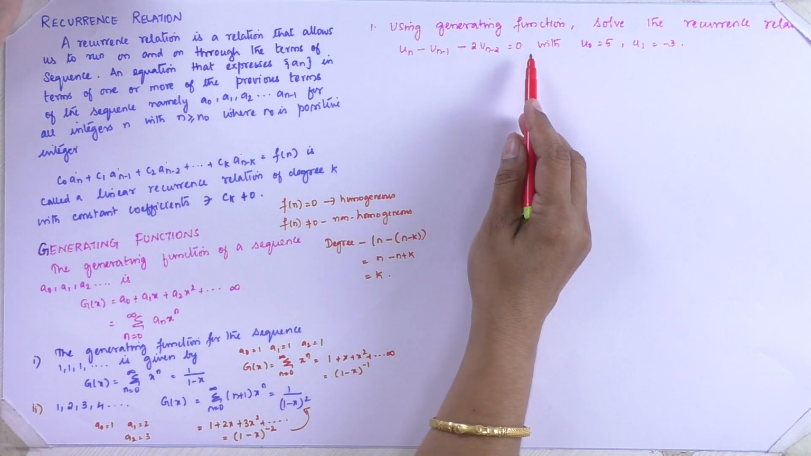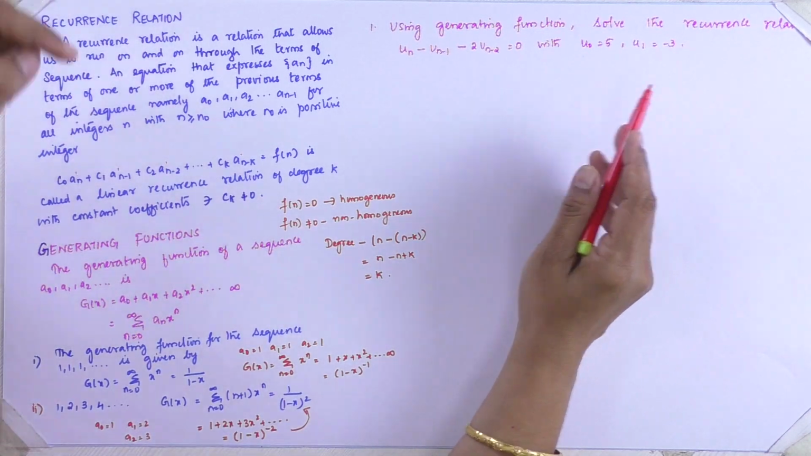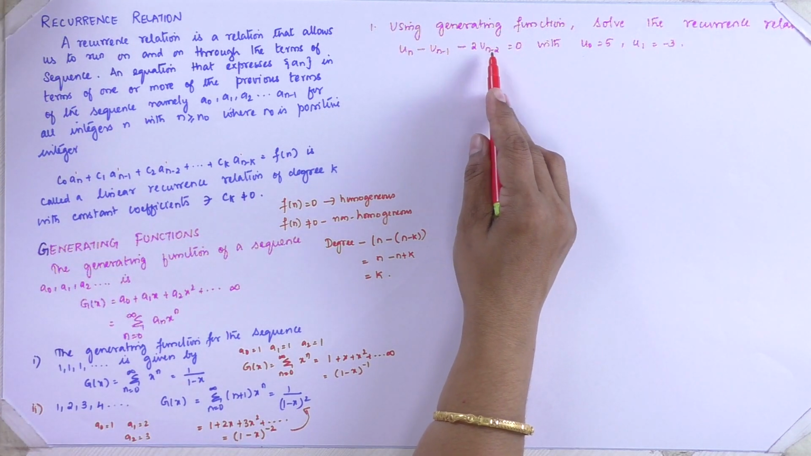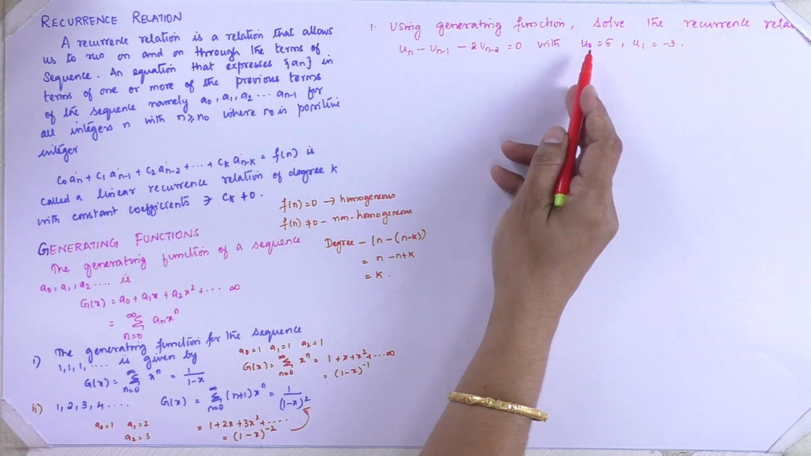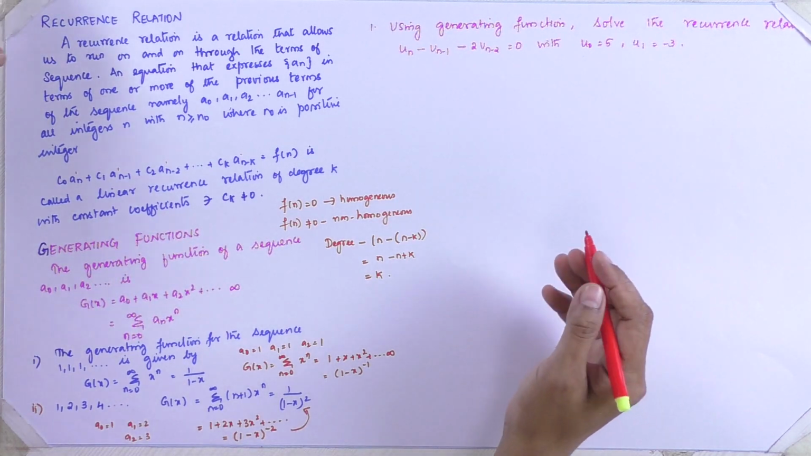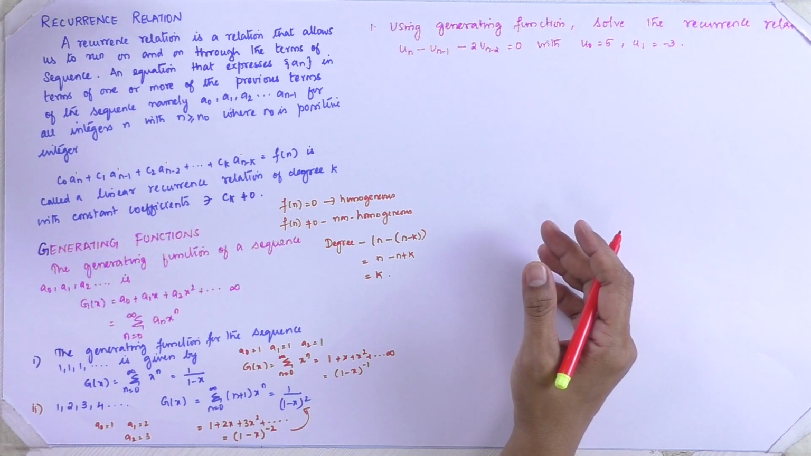So using generating function, solve the recurrence relation u_n minus 1 minus 2 u_n minus 2 is equal to 0 with u0 is equal to 5 and u1 is equal to minus 3. So now how do we solve this?